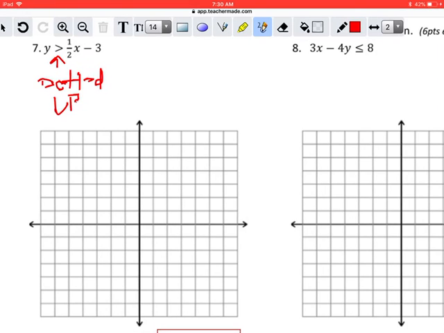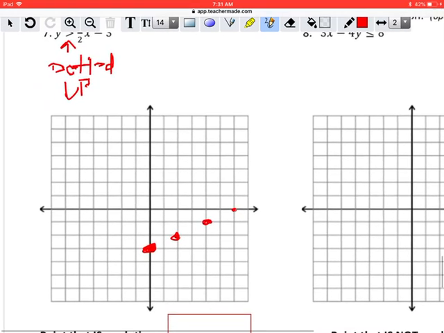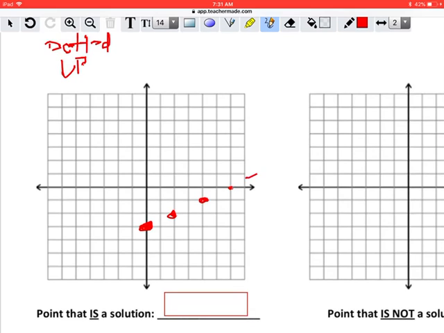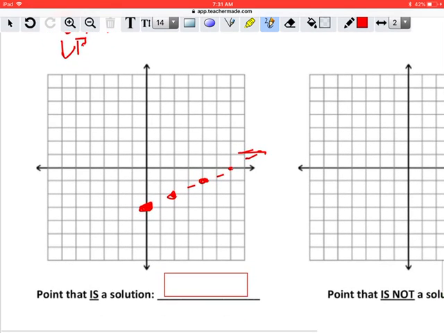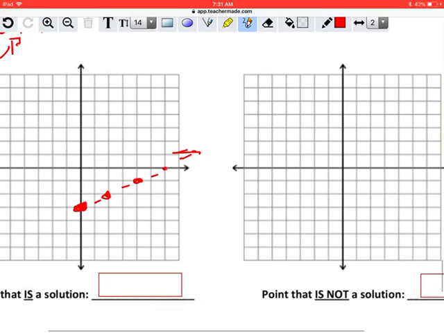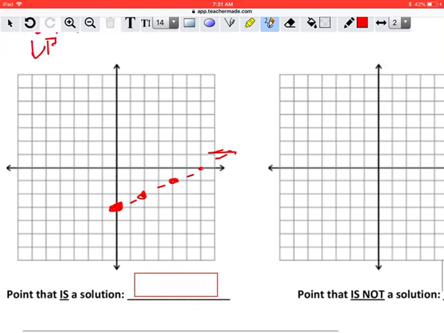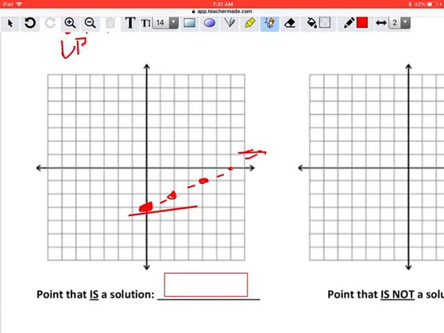Okay, so I'm going to go ahead and graph the circle here, negative 3, and then up 1 over 2, up 1 over 2, up 1 over 2. So it is a dotted line, so I'm going to make my dotted line here. And this is not graphing very well.